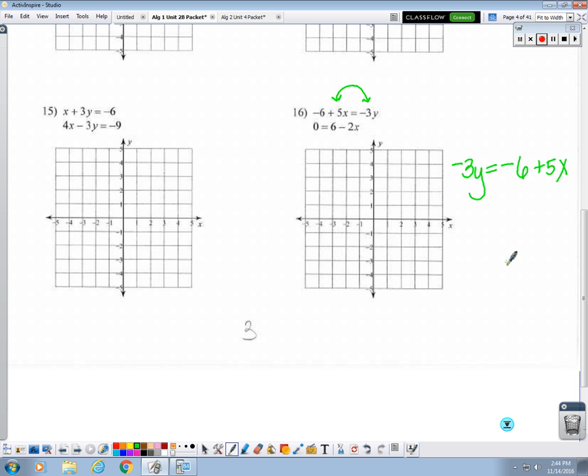Now the only thing to do to isolate the y is divide by negative 3 on everything. So those cancel out, leaving y by itself like I wanted. The negative 6 over negative 3 becomes a 2, and 5 over negative 3 is just negative 5/3 x, but then don't I need to reverse those so that the mx is first and the b second? Any questions about how I rearranged that one?